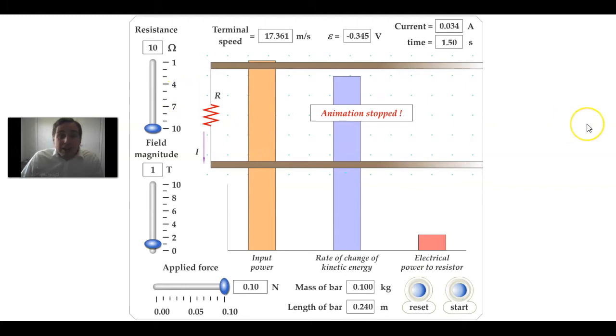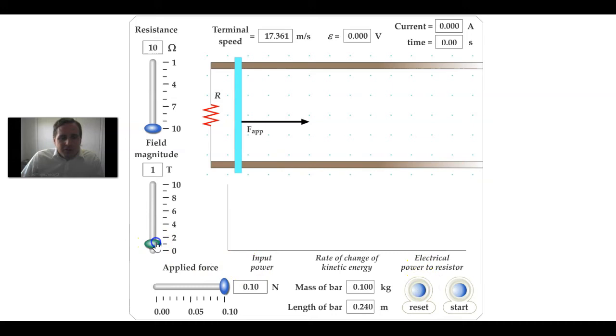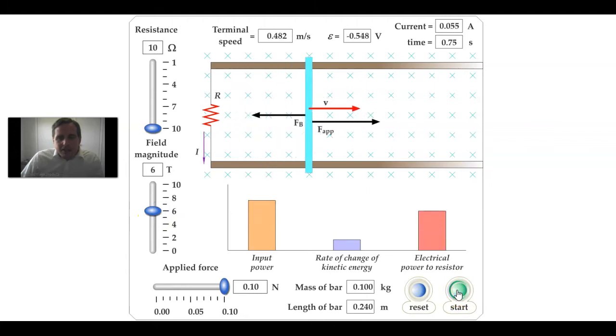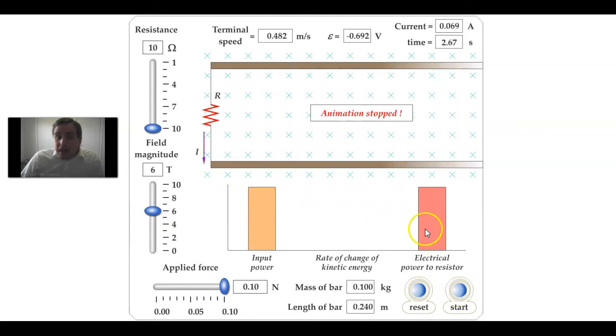So it takes a really long time to build up this current and build up this induction. So we need to put a lot of power in to get this to its terminal speed. Okay? So probably too much for the simulation here. So let's put the magnetic field back at 6 Teslas. Okay, so it definitely takes a lot of electrical power when you have a large force and a large resistance, but I mean, it's still manageable.